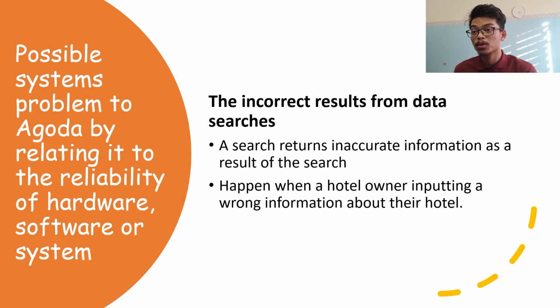One possible system problem for Agoda is incorrect results from data search. This signifies that search returns inaccurate information. For example, in the Agoda software, when a user tries to search for hotels in a specific area of a place, but the result is in a different place, there must be a faulty module within the program. This can also happen when a hotel owner inserts wrong information about their hotel.